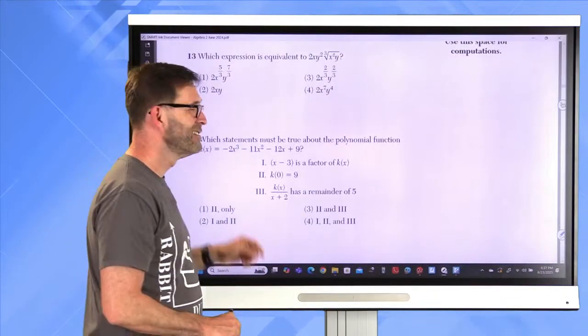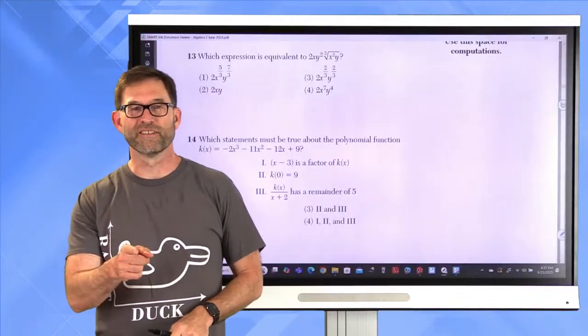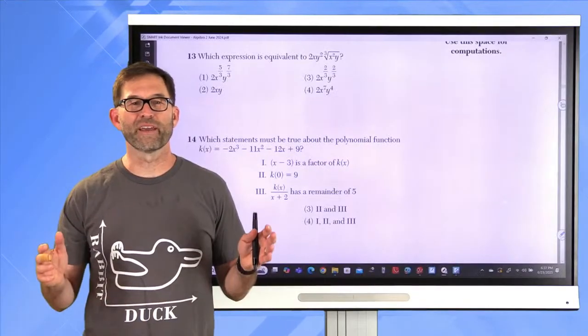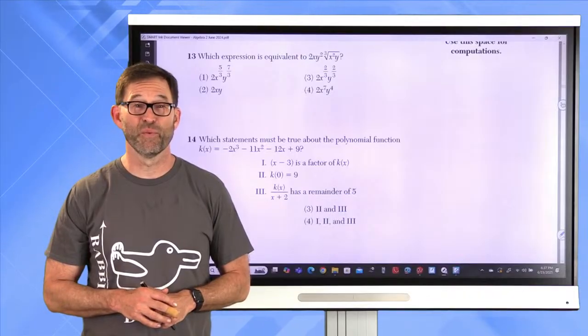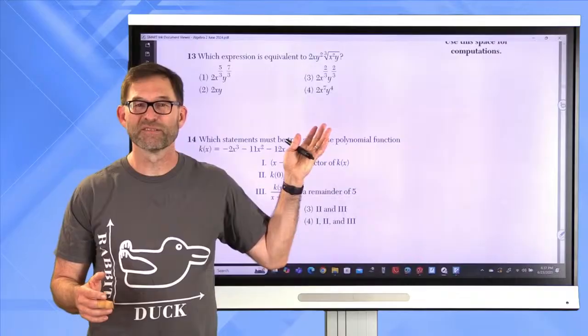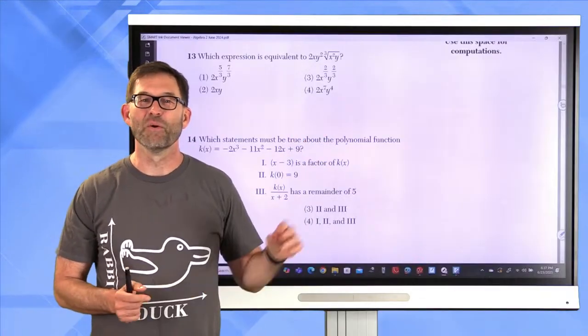All right, exponents, number 13. Which expression is equivalent to 2x times y squared times the cubed root of x squared times y? All right, so you probably got tortured for at least a few weeks by exponents and exponent laws and things like that. And here's the one problem on it, all right? So let's take a look.